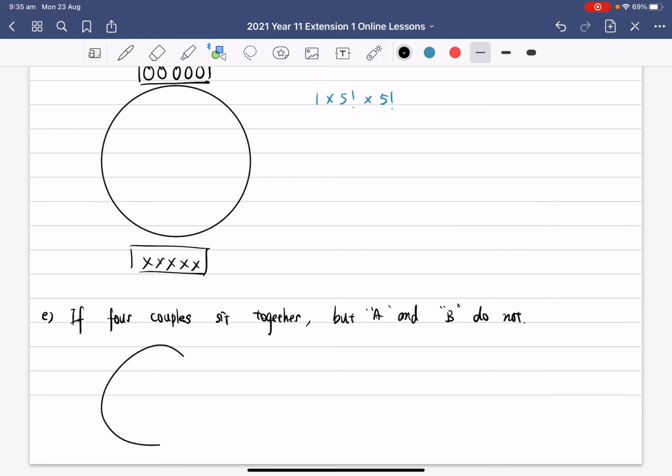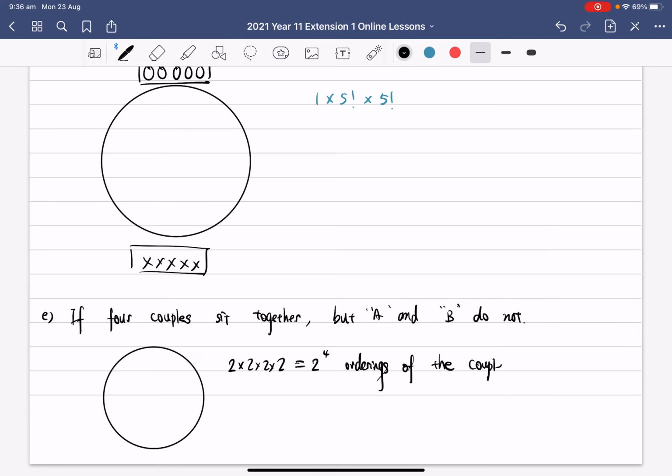Same thing, let's first think about if 4 couples are sitting together. In that case we'll have 2 times by 2 times by 2 times by 2, which is 2 to the power of 4 different ways of ordering those couples, and that is 16. So within those 4 couples, we'll have 16 ways to order them. That's very important. Once this is done, the next thing we need to think about is how to rearrange the other 2, person A and B.